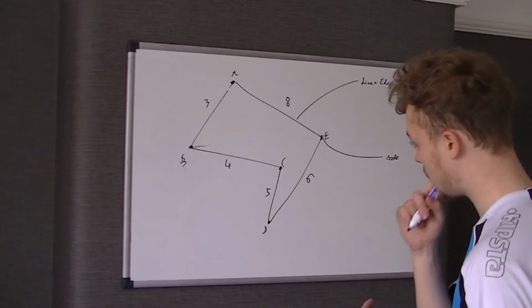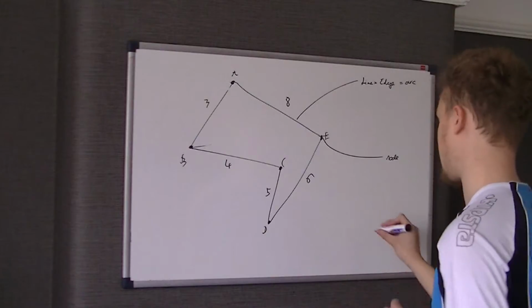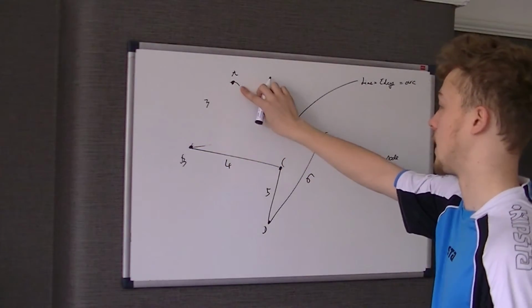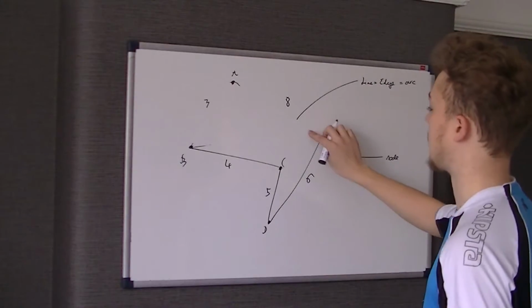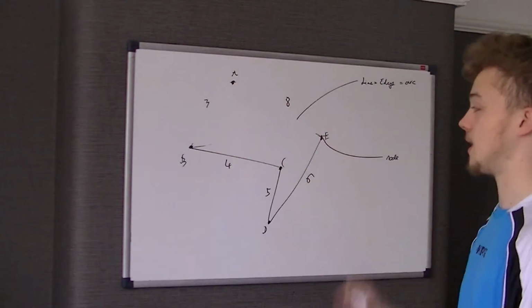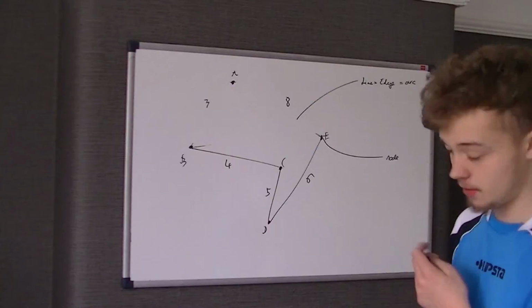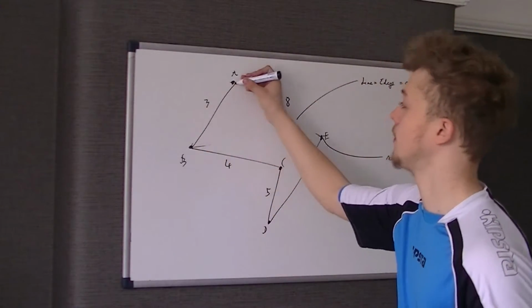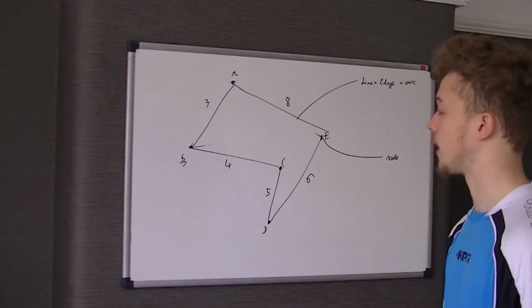Now a disconnected graph might be something like this. If I just remove the line B to A and the line A to E, we can still get from B to E, but we can't get from B to A anymore. So therefore you'd call that an unconnected or a disconnected graph. So I'll put them lines back in.